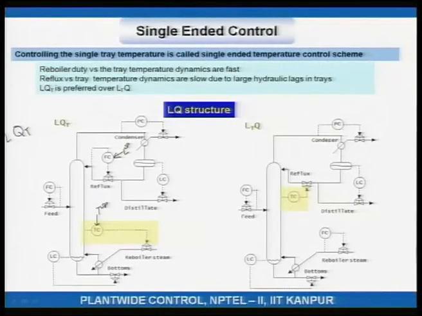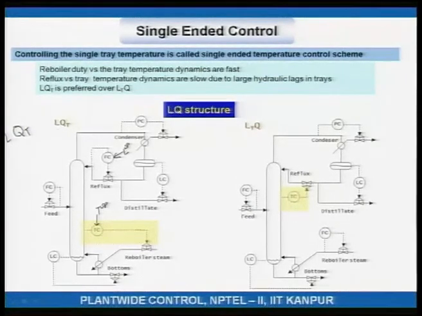Based on this tray temperature measurement, the reboiler duty is adjusted. So, if the temperature is increasing, that means heavies are accumulating. What you would do is reduce the reboiler duty so that the temperature goes down. If the temperature is decreasing, that means light stuff is coming down, which it should not be, and therefore, to send the lights back up, you will increase the reboiler duty and so on and so forth. So, this is LQT.